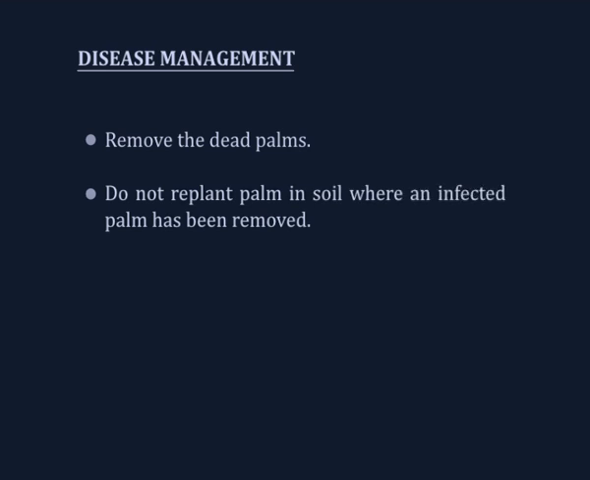Cross-section of the lower portion of the trunk reveals a discoloration and softening of the central area, and a distinct boundary is present between healthy and diseased tissue. Now let's see the management of the disease. Remove the dead palms. Do not replant palm in soil where an infected palm has been removed.